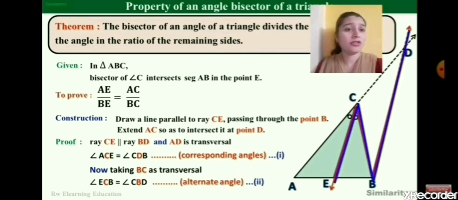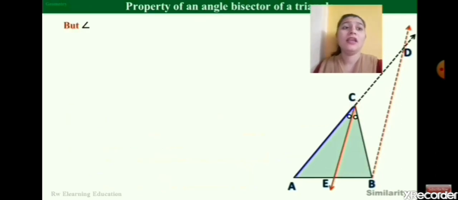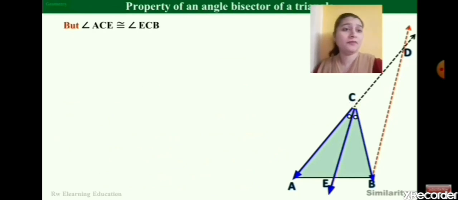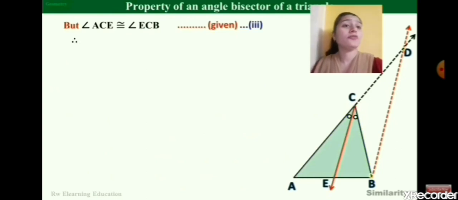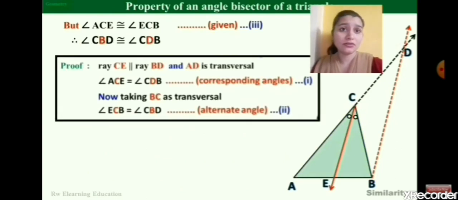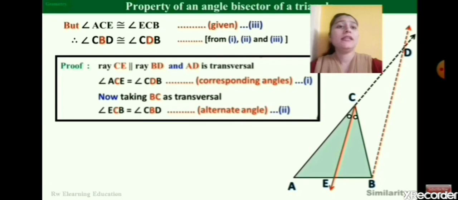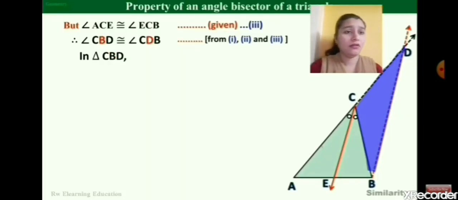So when I'm talking about these two properties, one more thing is also given to you, that is angle ACE is equal to ECB, right? Both are congruent, given to you. So because of all three conditions, I can see angle CBD is also congruent to angle CDB, right?